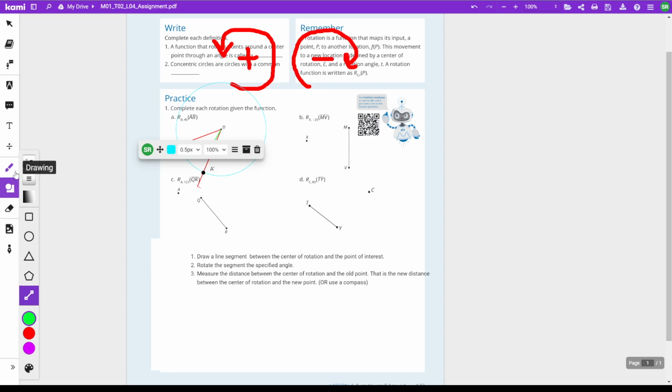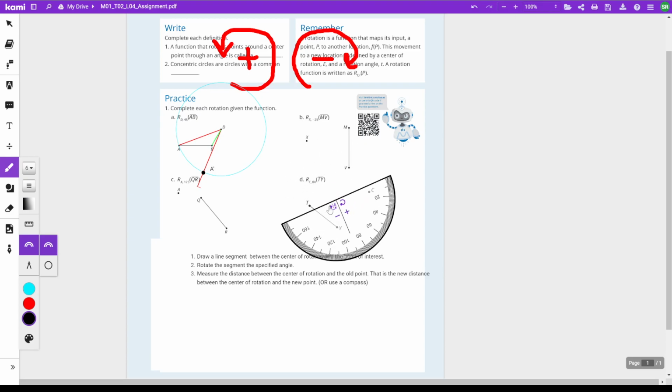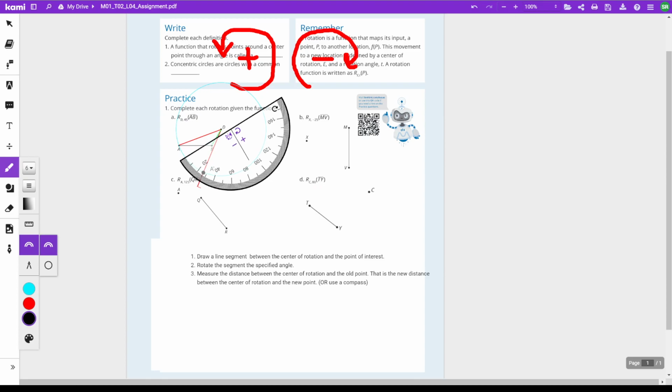Let's see if I can actually find a protractor. It's right here. Okay, so we're going to rotate that. I'm going to switch my numbers, and then I'm going to line this up with the center. And I'm going to line up the edge with my line so that my line is at 0 degrees. And now I'm going to look for my 45.